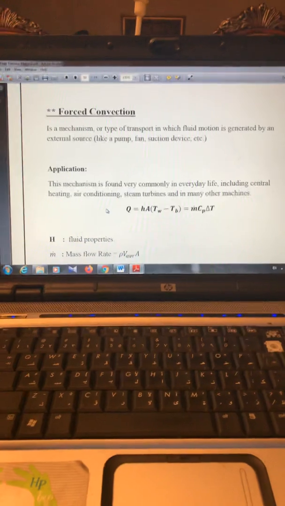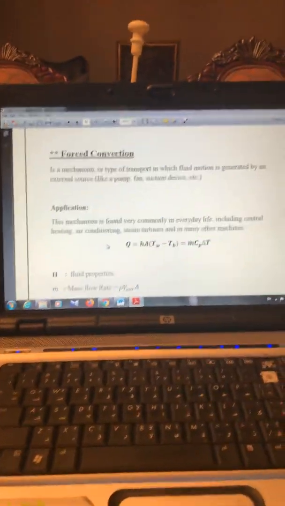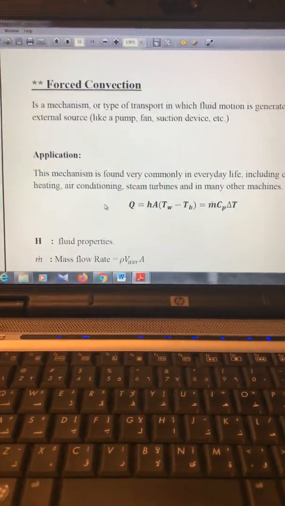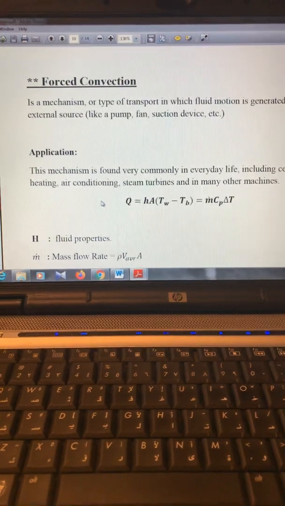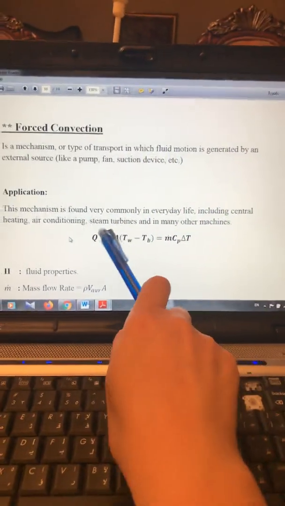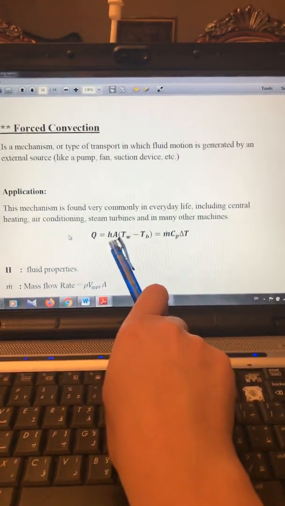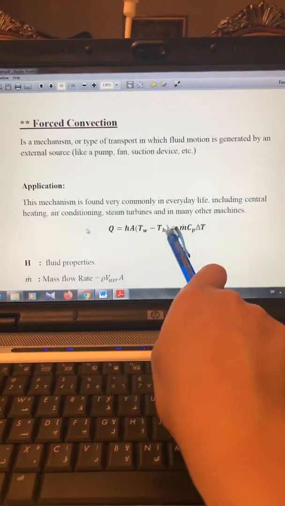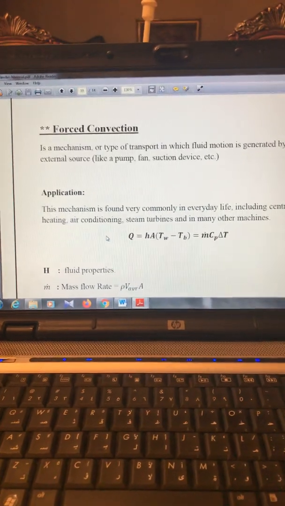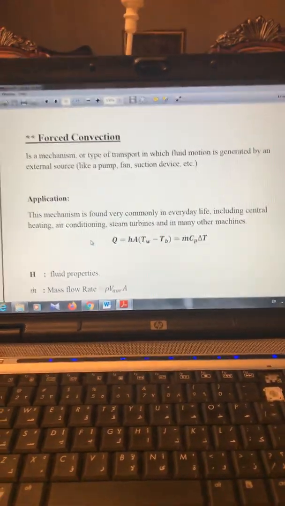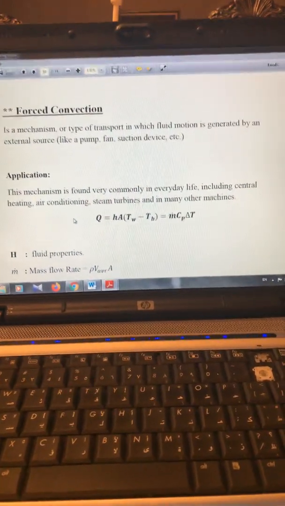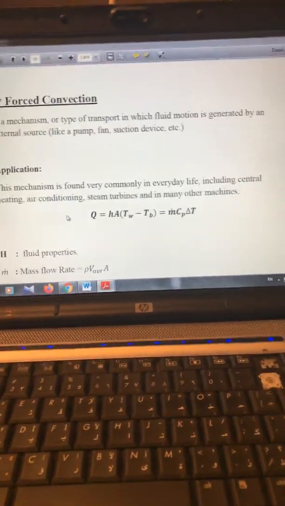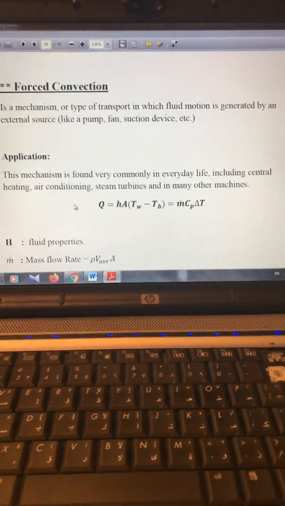Everything will be explained, but we have two main equations that we use. We know that Q, the heat transfer rate, equals H times area times (TW minus TB), where TW is the temperature of the wall and TB is the temperature through the cross section. We know that the temperature changes through the pipe or through the flow.